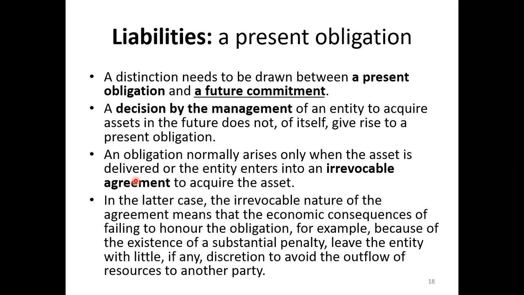Irrevocable agreement, so they can't return back. They have promised that they are going to purchase a particular asset from a particular supplier, so they can't breach the contract. Anyhow they have to purchase. For that they have to make some sort of arrangements, so it's kind of a liability. So that's called a future commitment.